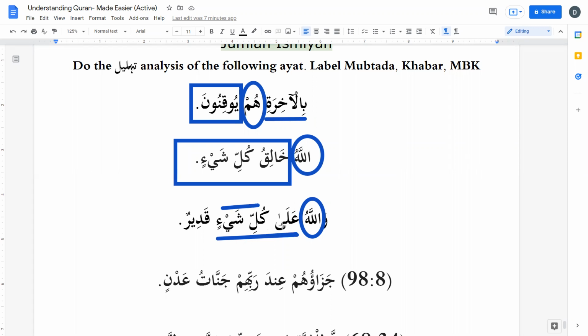So both ala kulli and kulli shay'in go into the MBK bucket. Allahu, ism jalala, mubtada; ala kulli shay'in is muta'alliq bil khabar, MBK; and then qadirun is one word khabar. And look, Allahu ism jalala is singular, masculine. Qadirun is singular, masculine. Khaliqu, singular, masculine.